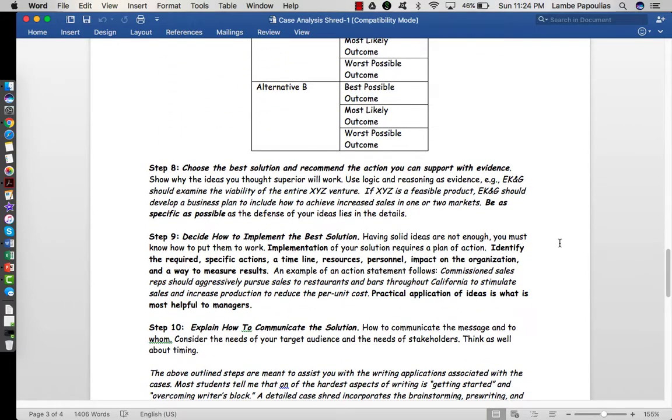So step 8, choose the best solution and recommend the action you can support with evidence. Show why the ideas you thought superior will work. Use logic and reasoning and evidence. For example, E, K, and G should examine the viability of the entire XYZ venture. If XYZ is a feasible product, E, K, and G should develop a business plan to include how to achieve increased sales in 1 or 2 markets. Remember, be as specific as possible, as the defense of your ideas lies in the details.